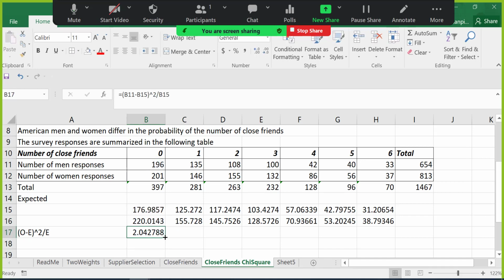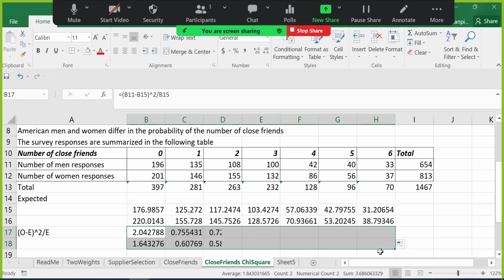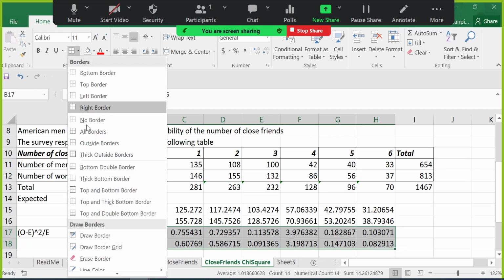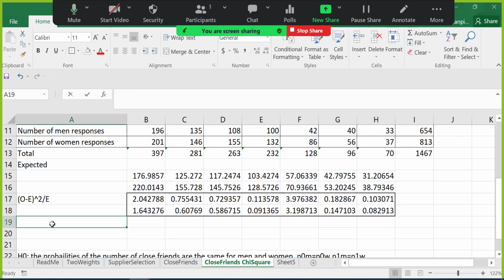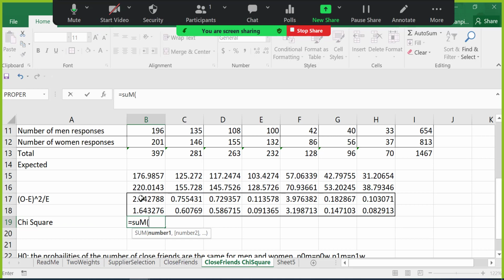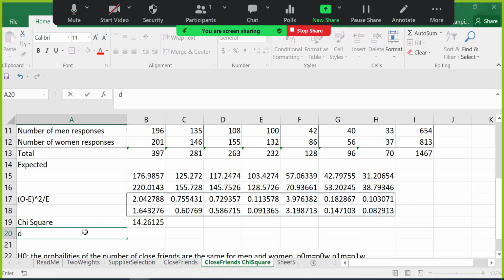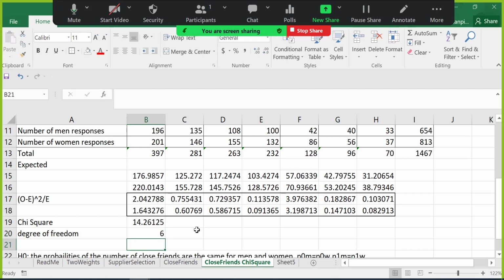Okay. Now you sum all this together. So this is the chi-square. Then the degrees of freedom: the number of rows, that's 2 minus 1, multiplied by the number of columns, you have a total of 7 columns, minus 1. So the degree of freedom is 6.